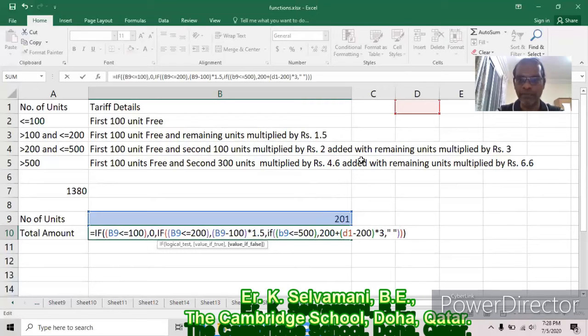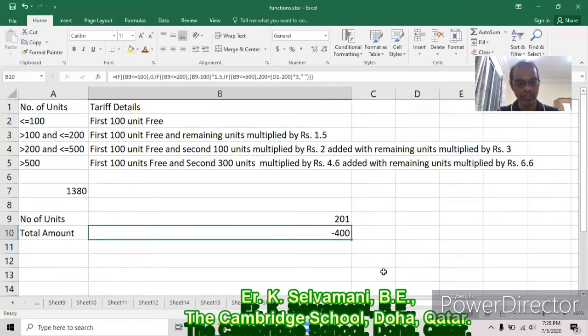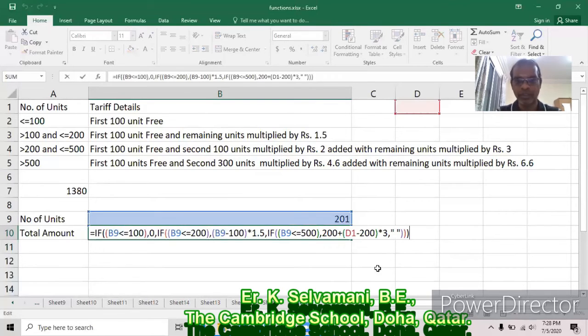That should be added with the remaining units. What about the remaining units? 100 units free, 100 units multiplied by 2, plus only 1 unit remaining. Thus 201 minus 200 gives only 1. 1 into 3, the remaining unit multiplied by rupees 3, so it gives 3. The result will be 200 plus 3. It gives some error. Sorry, let me check it up.